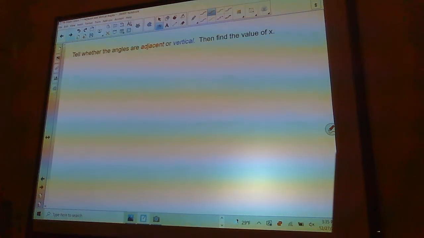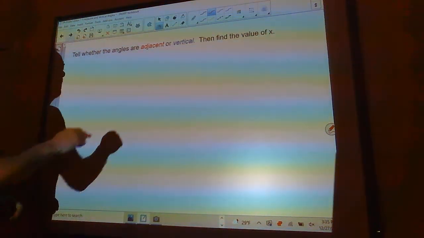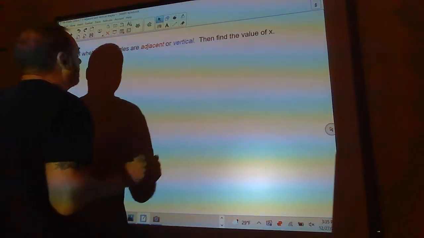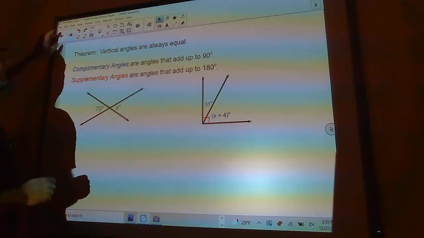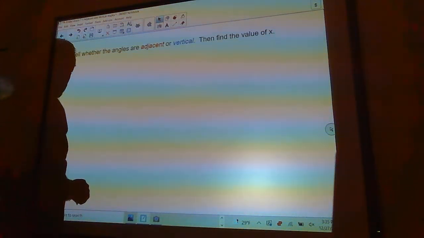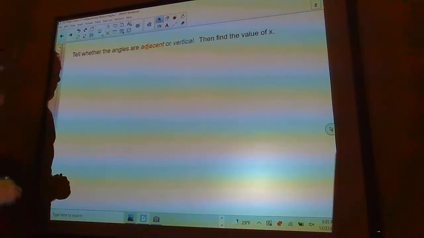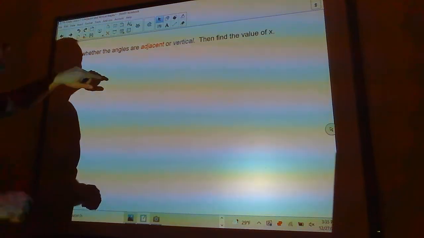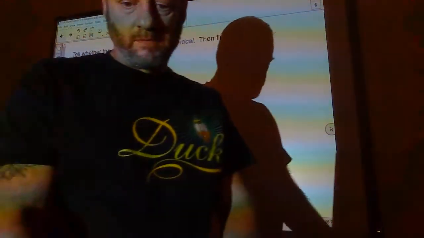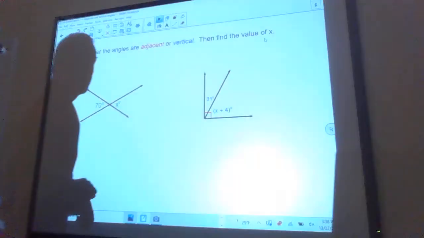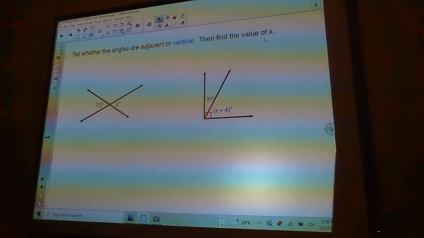Tell whether the angles are adjacent or vertical, and then find the value of x. And it looks like I left those off of here. So, let's see. Hang on one second. Okay, so sorry about that. I had these on the wrong page of the notes, so I just had to find them. Okay, so tell whether these are adjacent or vertical and find the value of x.